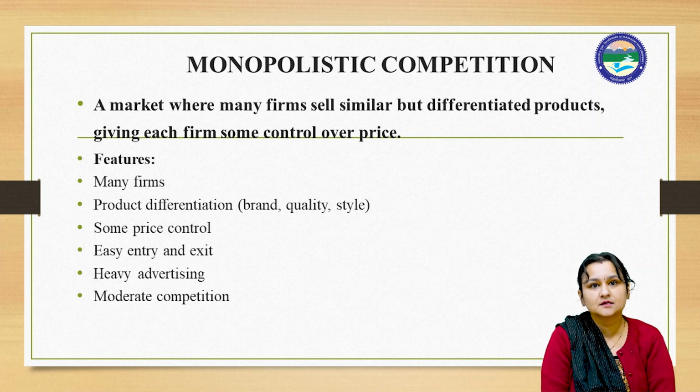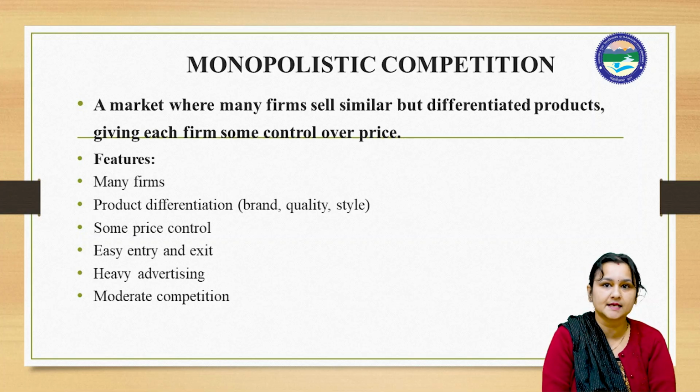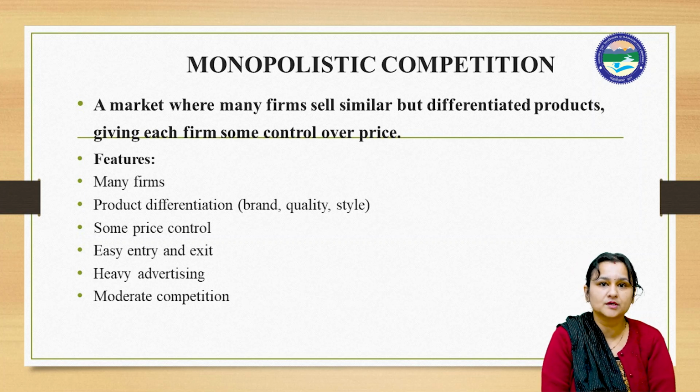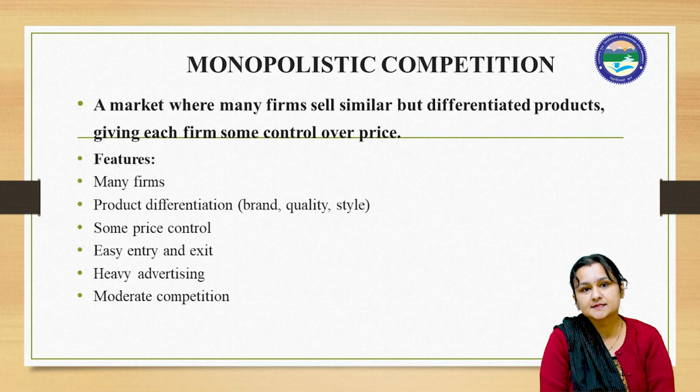Now the features: there are many firms. Many sellers operate, so no single firm dominates the market. Here there is product differentiation, meaning brand, quality, style. Each firm makes its product unique through branding, and their quality or style is also different. Another feature is some price control. It means that the firms can slightly influence prices because their products differ from each other, and there is very easy entry and exit.